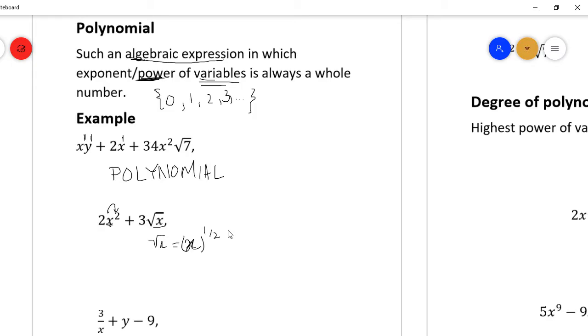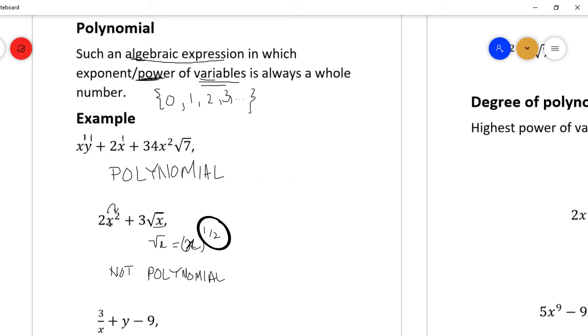So now look, is 1 by 2 a whole number? No, it is positive but it is not a whole number. So it is a restriction for polynomial that the power of variable must be a whole number, and here the power of variable is not a whole number. So we will say that this expression is not a polynomial.